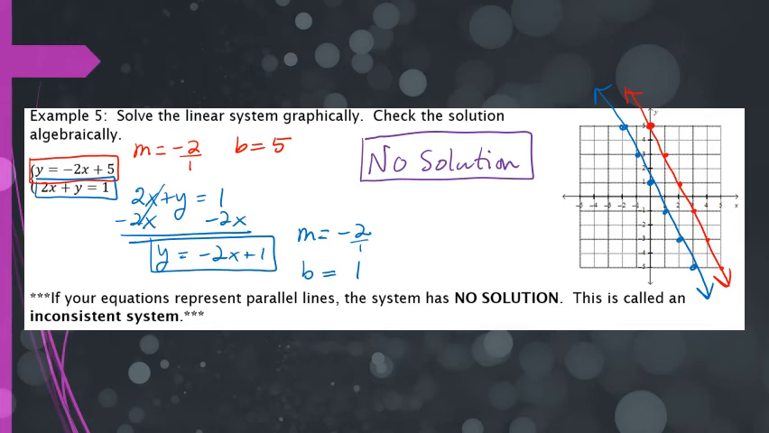One trick to keep your eye out for: if you notice that you have two equations that have the same slope, so these both had a slope of negative 2, but they have different y-intercepts, that's when you're going to have parallel lines. If you have two lines that have the same slope and the same y-intercept, that means they're actually the same line, and that's when you'll have infinitely many solutions.